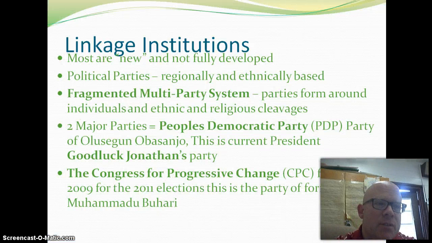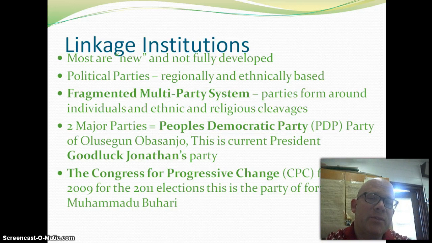In Nigeria, most of these linkage institutions are new and not fully developed. Political parties are regionally and ethnically based, and they share a common trait with Russia in that they generally form around individuals, and they kind of match up with those ethnic and religious cleavages. There are two major parties that exist in Nigeria, and again, the party system is very weak, and the parties seem to coalesce and disappear as we get closer to elections.